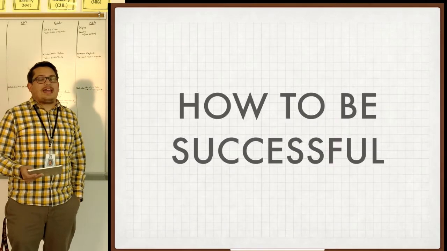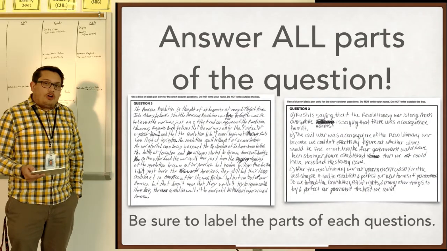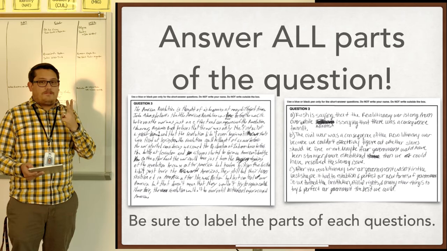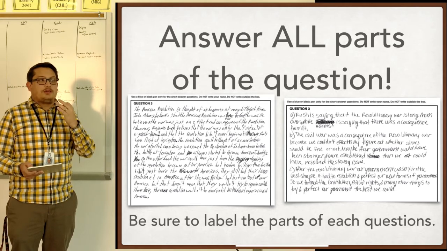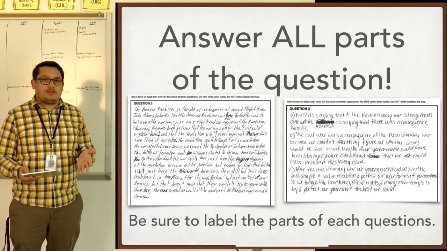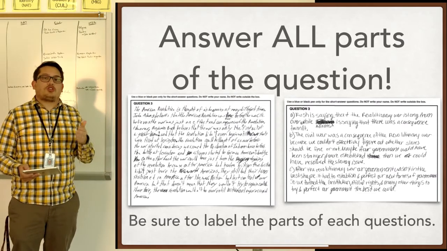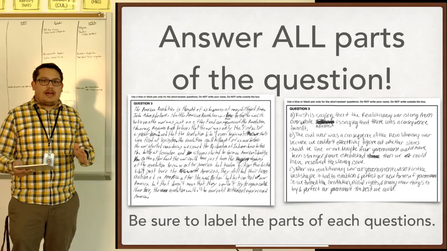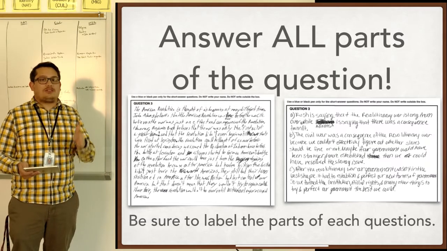Here are my tips on how to be successful. Answer all parts of the question. You get a point for A, a point for B, and a point for C. You need all those points. Try and get all those points. If you don't answer something, you definitely won't get those points. When it comes to the AP exam, the goal should be getting as many points as possible. Now we'll talk about the exam and about all the ways to do that, but for the short answer, it's answering all the parts of the question.